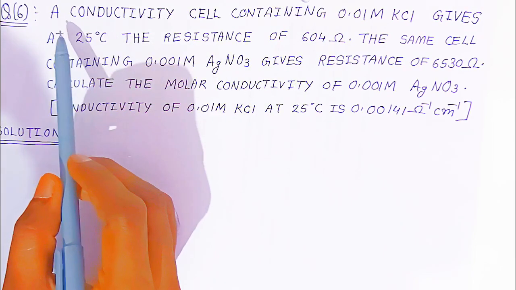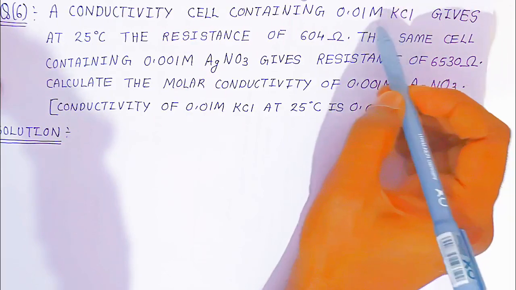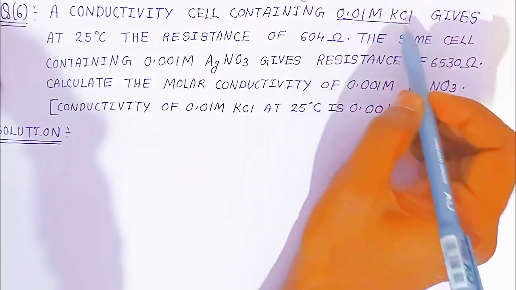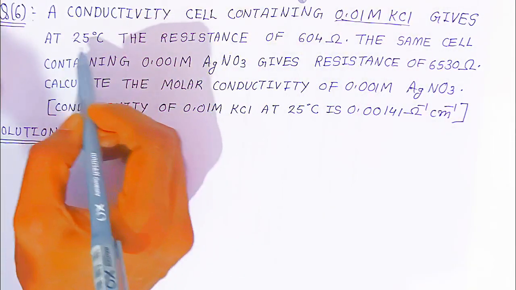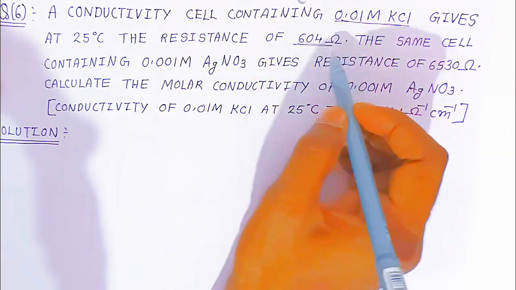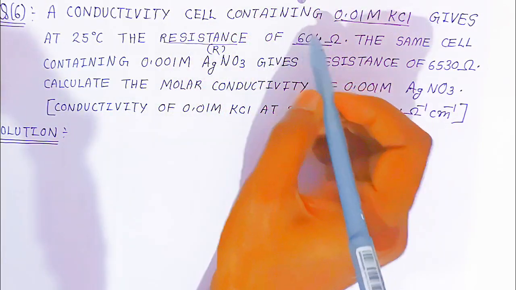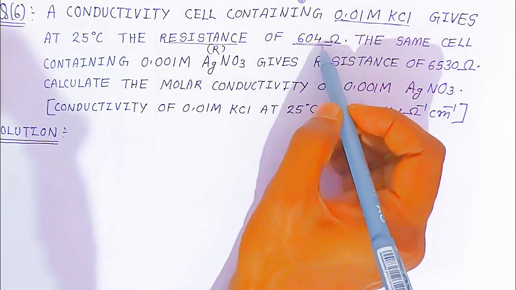In question number 6 students, a conductivity cell containing 0.01 molar KCl. It is given students, the concentration of KCl gives at 25 degree the resistance of 644 ohm. This is the resistance students. The resistance we are representing with capital R. Okay students, the resistance is given to you.